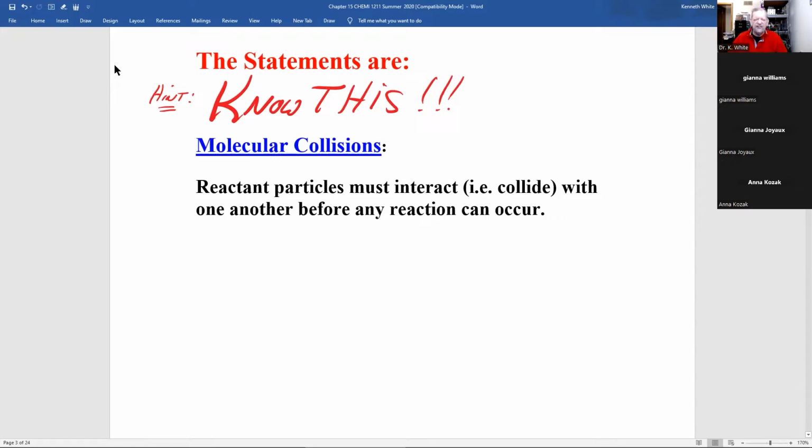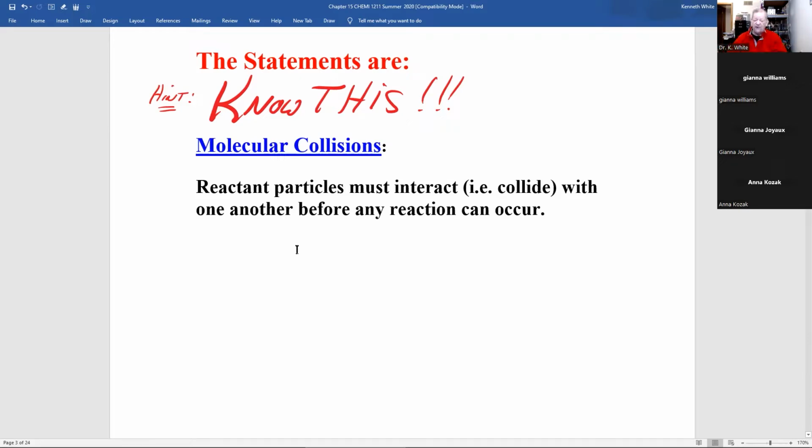Well, the first statement that must occur when you have two chemicals reacting together to form a chemical reaction is molecular collisions. Reactant particles must interact, collide. By the way, i.e. is shorthand for a Latin phrase that translates into English as "that is." So reactant particles must collide before you can have a chemical reaction.